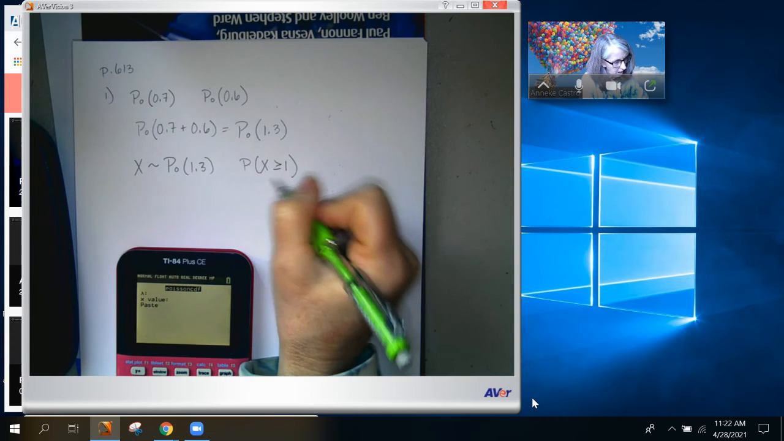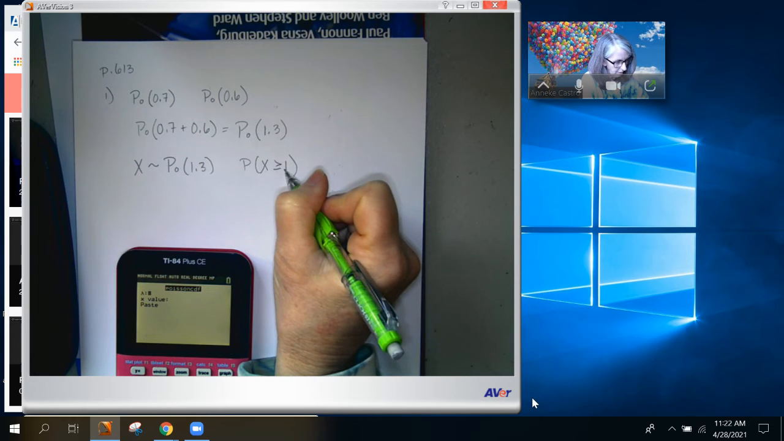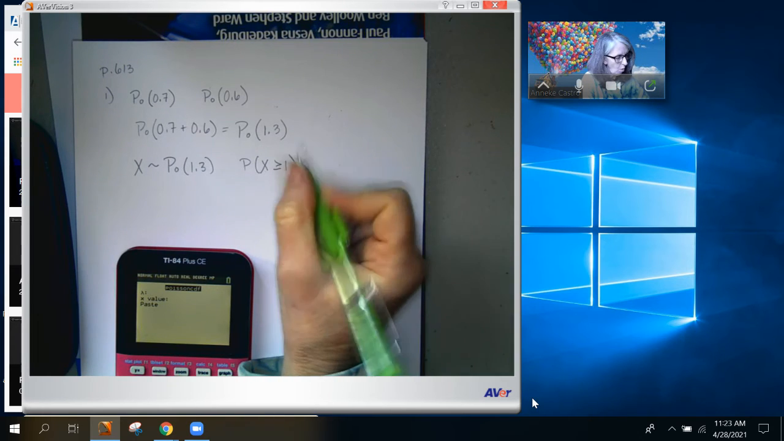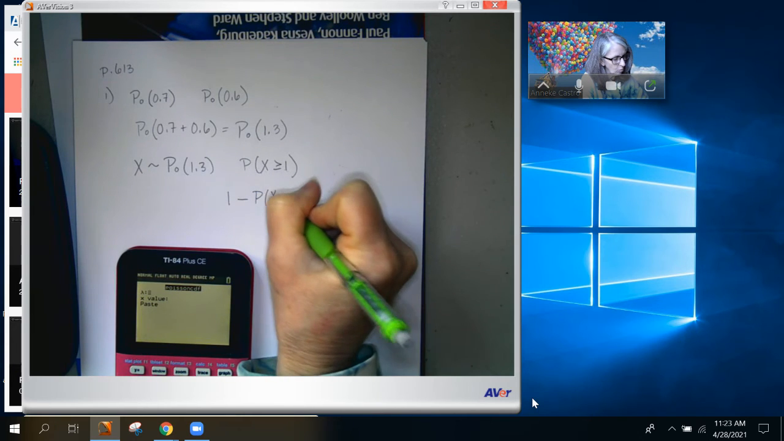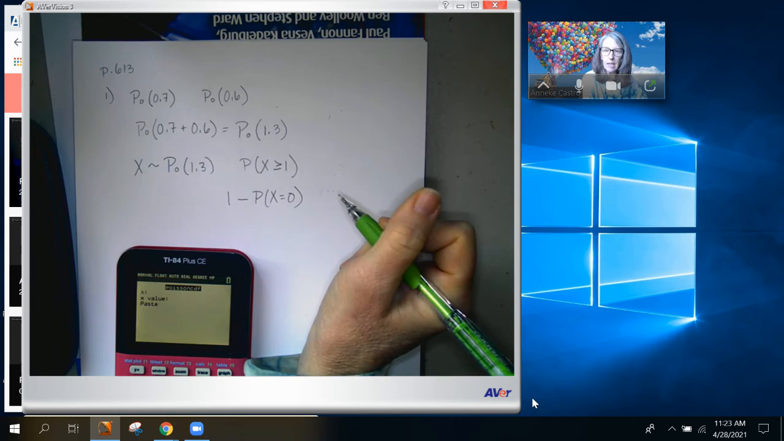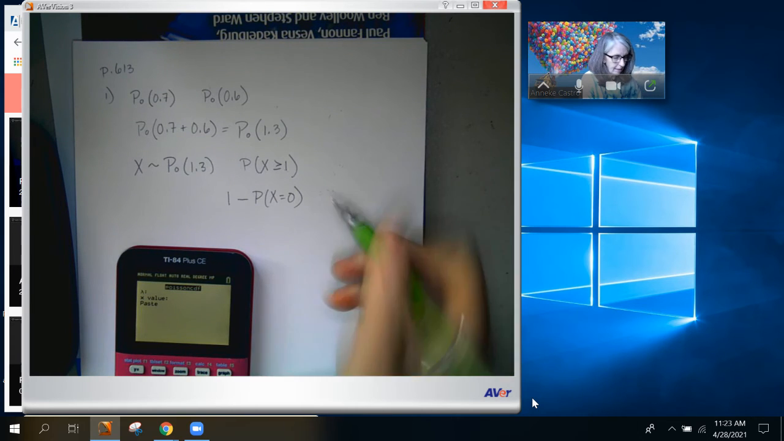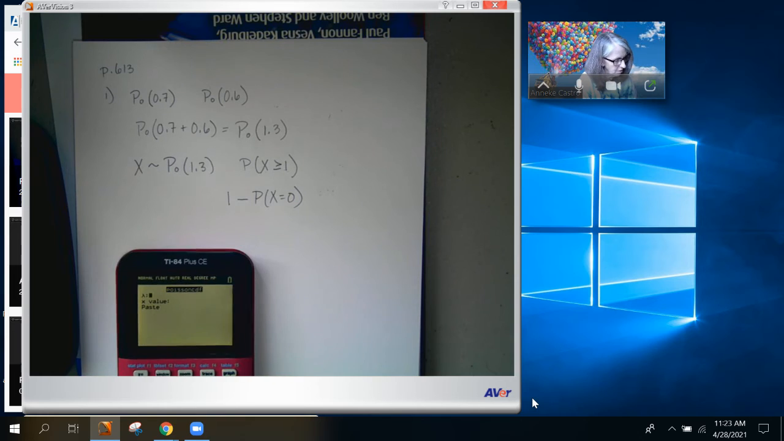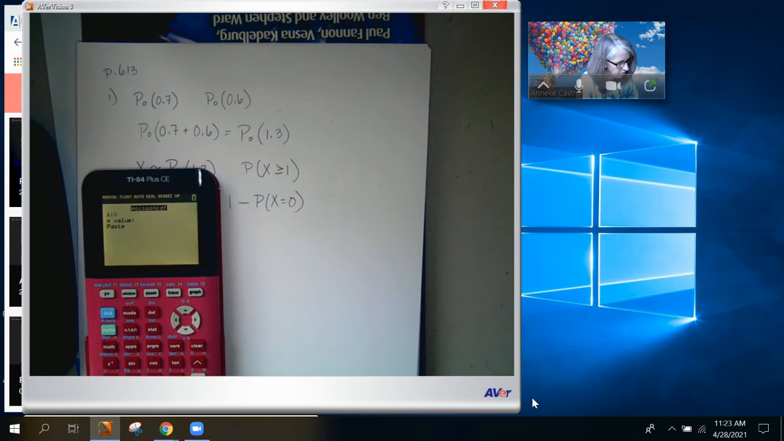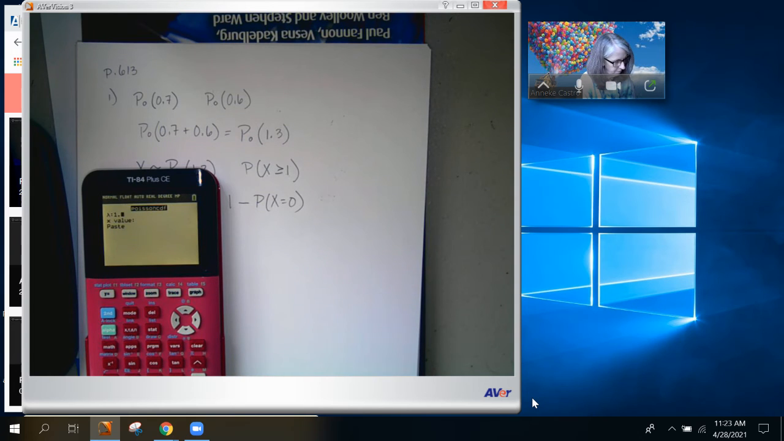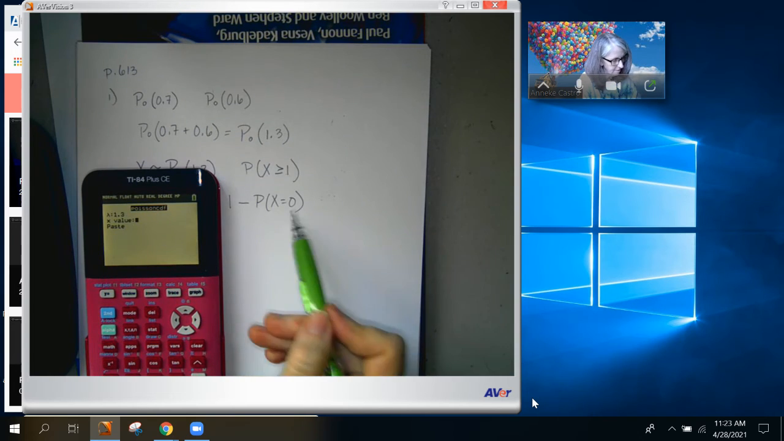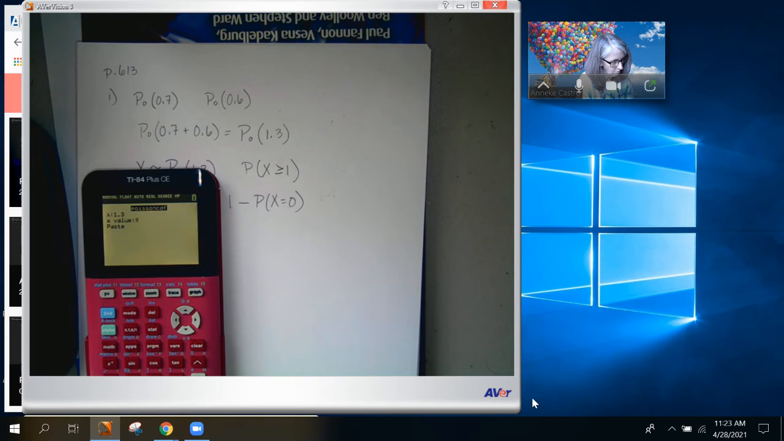If I want greater than or equal to 1, the complement of that would be x is less than 1, which would be just 0. So I'm actually going to put in 1 minus the probability that x equals 0. You can't have anything negative in a Poisson distribution. You can't have a negative number of errors per page. So I'm going to put in for my lambda 1.3, my x value is 0. I want to know what's the chance that there's no errors.